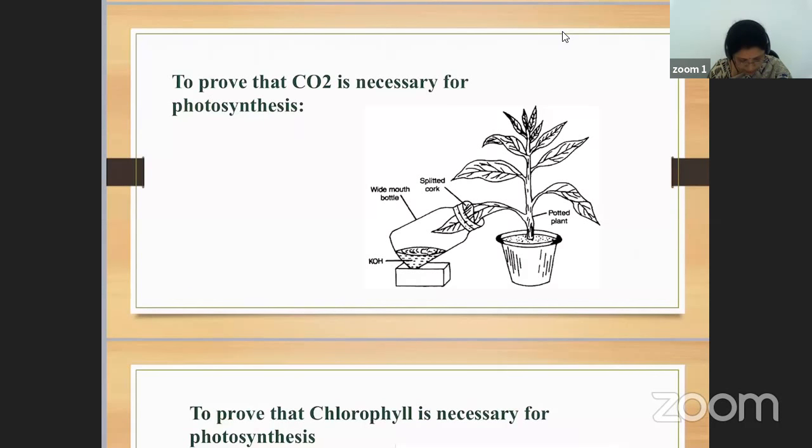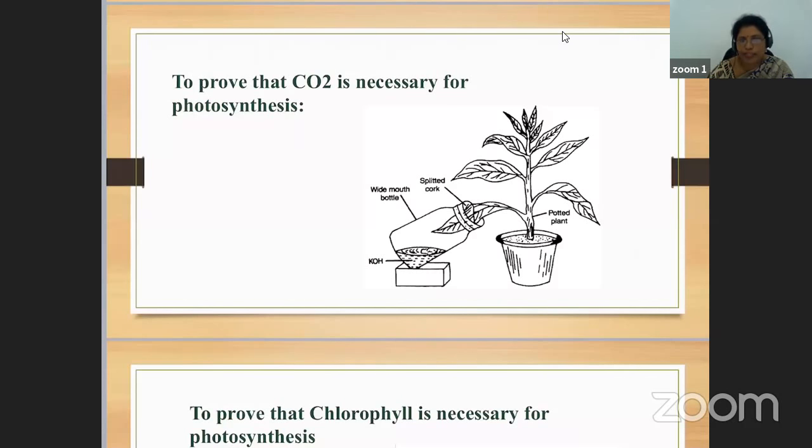for photosynthesis. Now, you all know that chlorophyll is a pigment present in leaves, a green pigment. It is responsible for the green color of leaves. It is present in specialized cell organelles known as chloroplasts. The chloroplasts, as I told you, are cell organelles and they are disc-shaped bodies. In order to prove that chlorophyll is necessary for photosynthesis, we will take a variegated leaf.